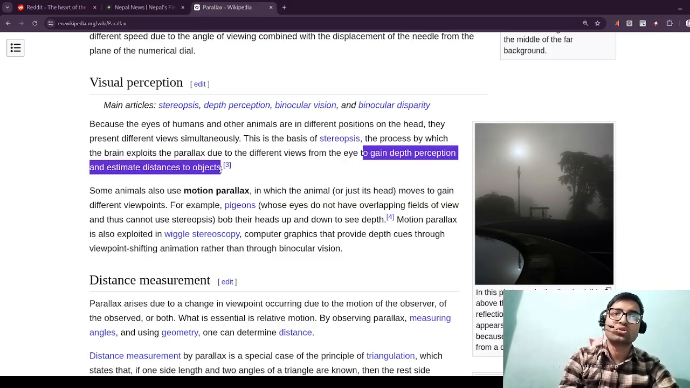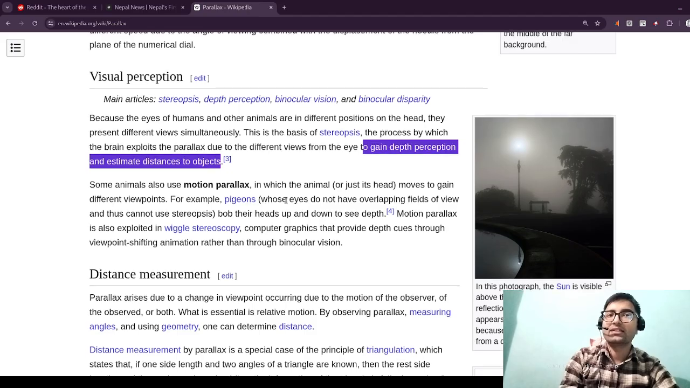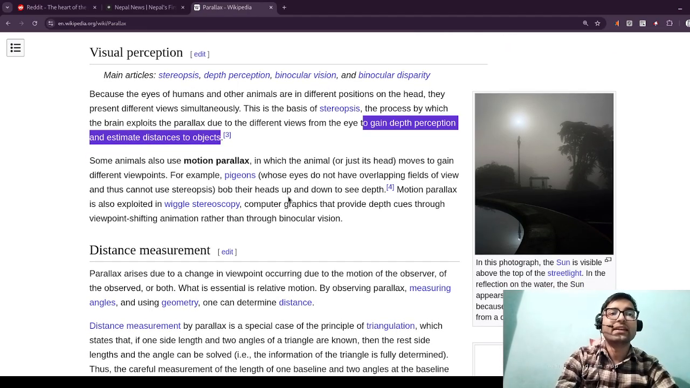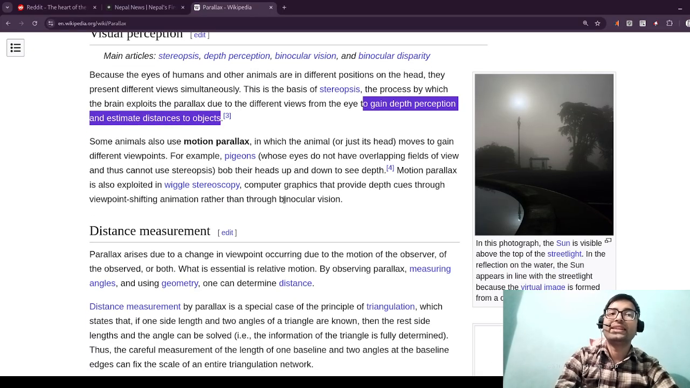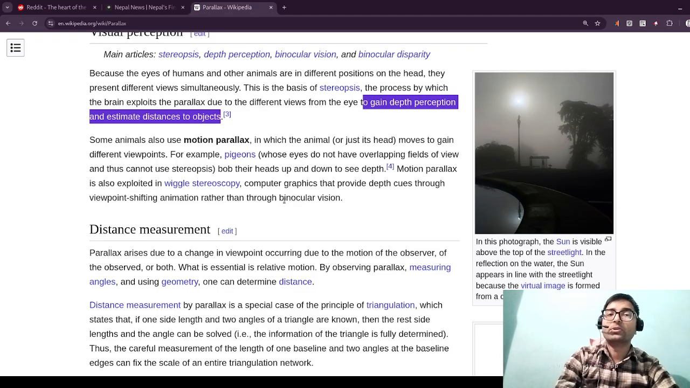Some animals also use motion parallax, in which the animal or just its head moves to gain a different viewpoint. For example, pigeons, whose eyes do not have overlapping fields of view and thus cannot use stereopsis, bob their heads up and down to see depth. Motion parallax is exploited in weak stereoscopy, computer graphics that provide depth cues through viewpoint-shifting animation rather than binocular vision.